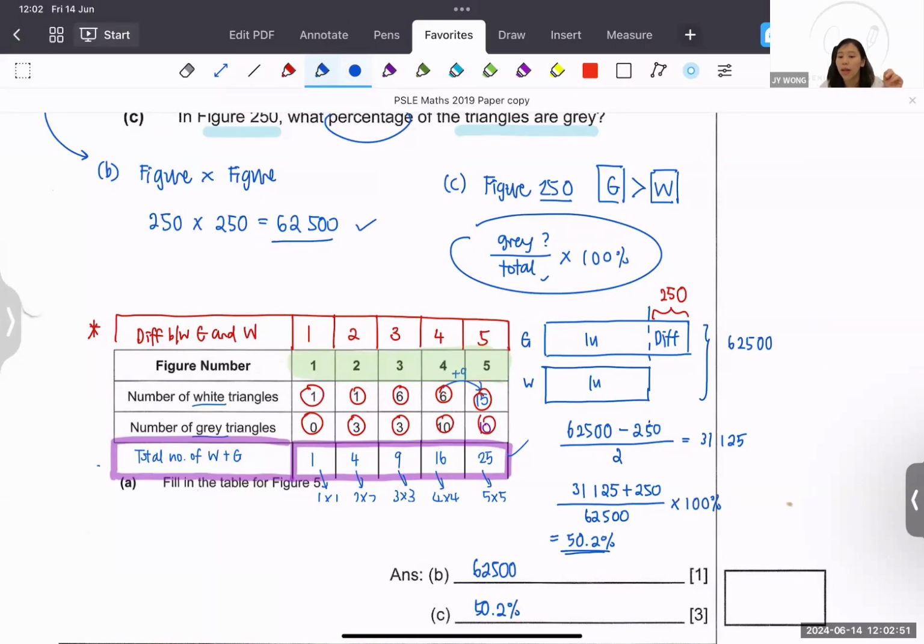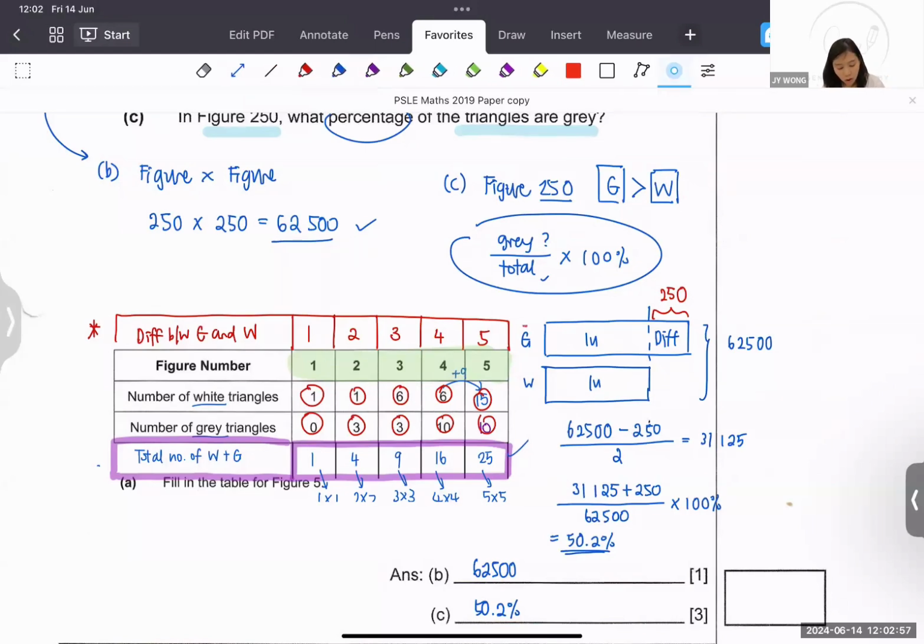49.8% is wrong. Why? Most likely you have reversed the white and gray number. That means you may have taken your white to be the one that's more, then you have found the percentage for the gray. You reversed it. So that's why your answer is not 50.2. You got 49.8, for those who have gotten 49.8.